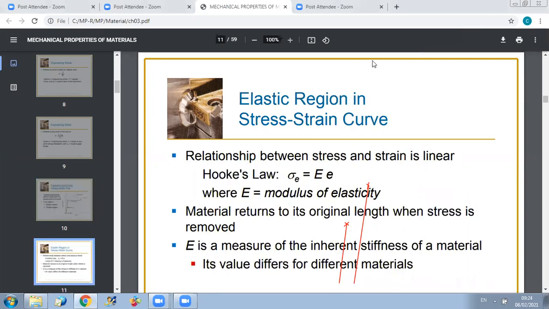So these are the properties of the elastic region, and E is a measure of the inherent stiffness of the material. It's very similar to the stiffness of a spring. By analogy, for a spring, F equals K times delta L. Here, it's the corresponding property in the material. So the higher E is, the higher the opposition to deformation, and the value of E will differ from material to material, and it's a property of the material.